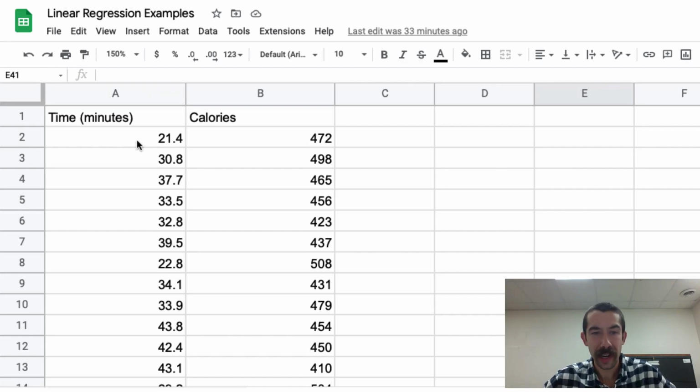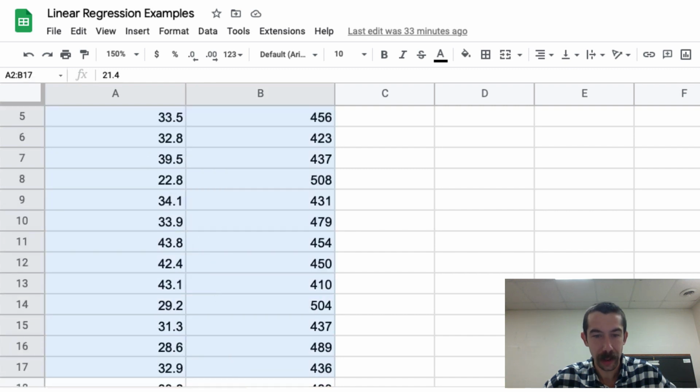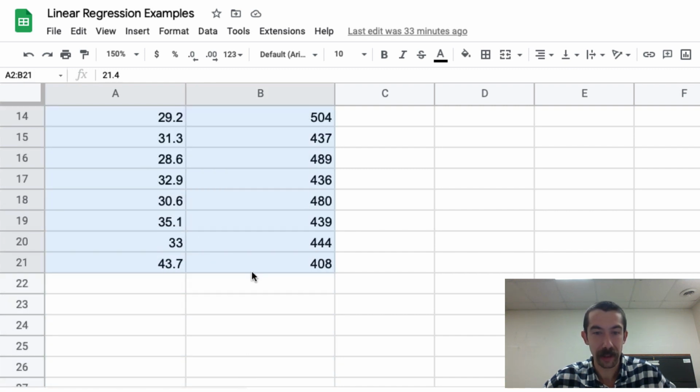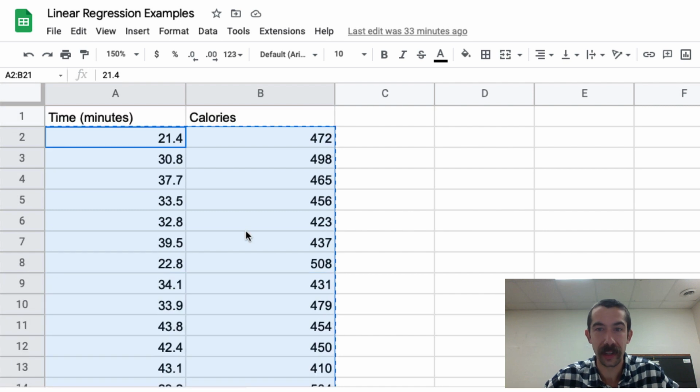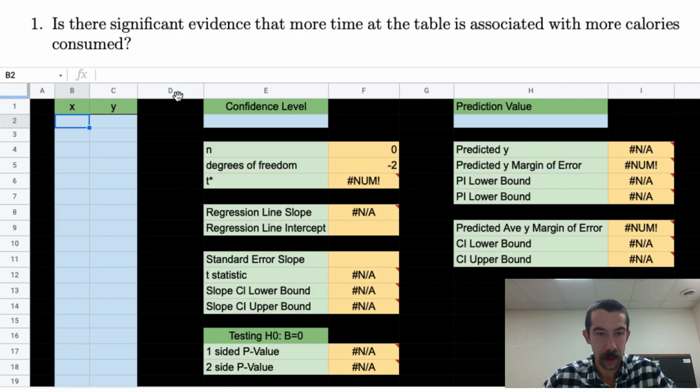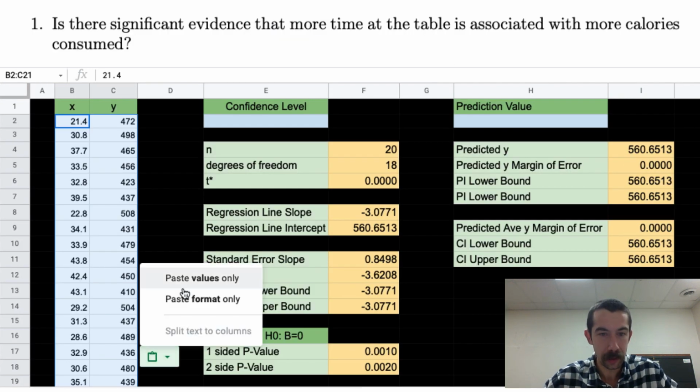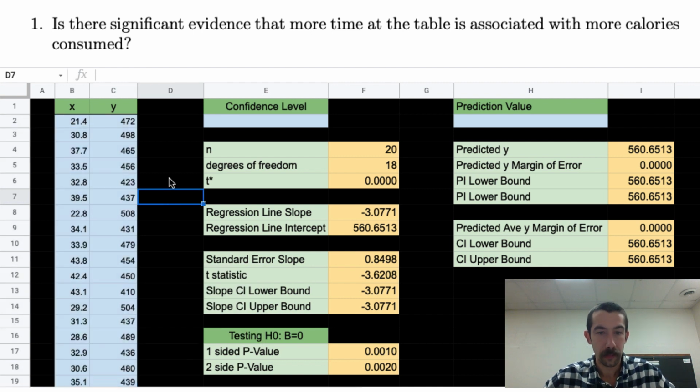So I typed all the data into a Google Sheets document, and I'm going to copy it over and paste it into the Google Sheets that I have linked in the description. So when I do that, we have all of this here.